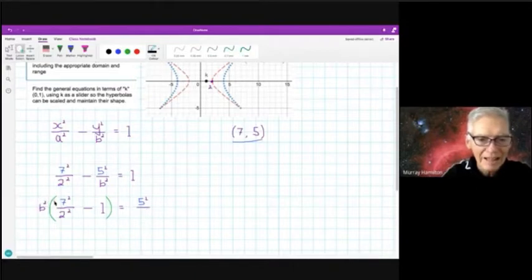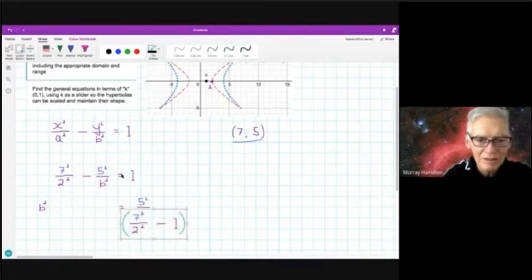Now this is b squared times that, so I can divide 5 by all of this. So then I've got a value for b squared. So then I divide it by all of that. So there is my b squared. That's what b squared equals.